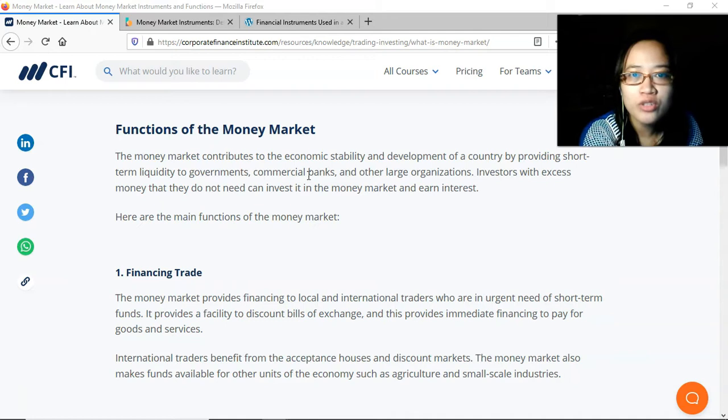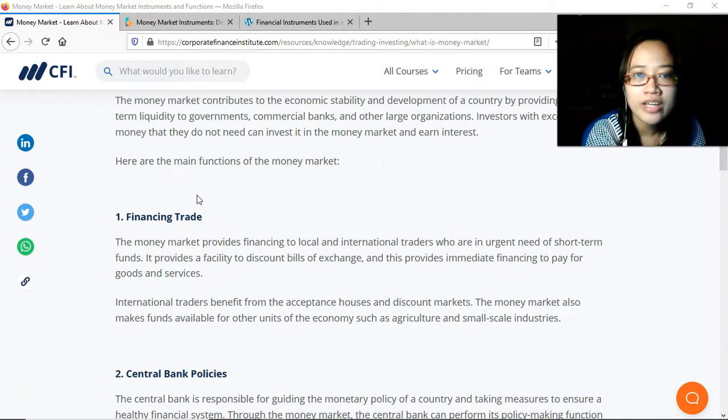Money market contributes to the economic stability and development of a country by providing short-term liquidity to governments, commercial banks, and other large organizations. Although issuer din ng security instruments itong mga to, they are also investors into those types of financial securities or financial instruments. Investors with excess money that they do not need can invest it in the money market and earn interest. Although since short-term, usually yung financial instruments being traded in the money market, so yung interest is expectedly low then.